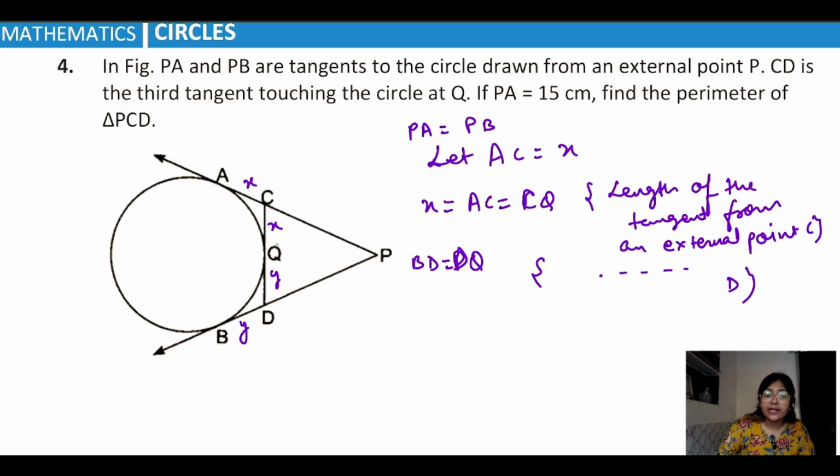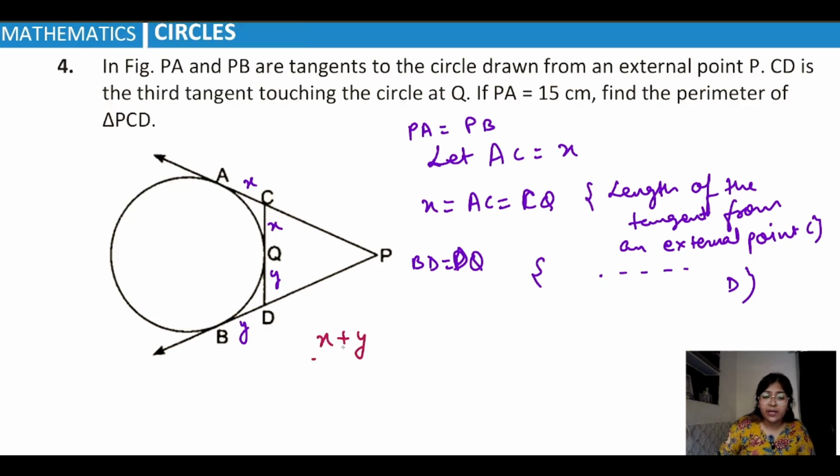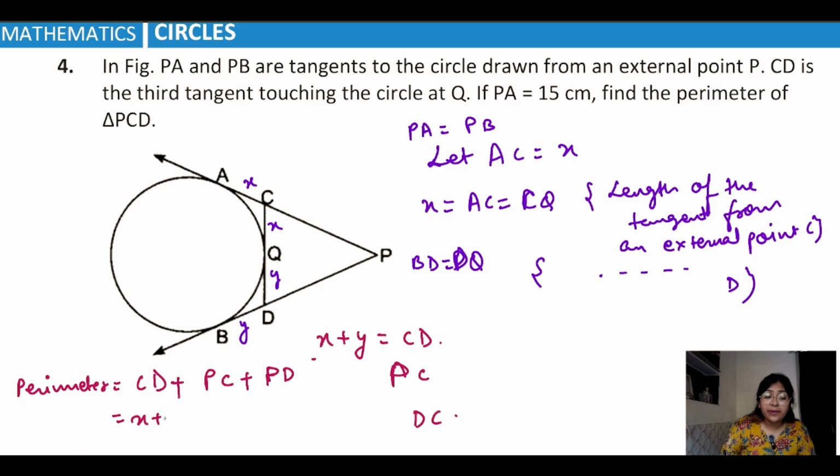Now we need to find the perimeter. What is the meaning of perimeter? The sum of all the sides. Perimeter means the length of the boundary. So we need to find CD plus PC plus PD. Yes or no? Yes, very good. We can write CD as x plus y. PC is the third side and DC.